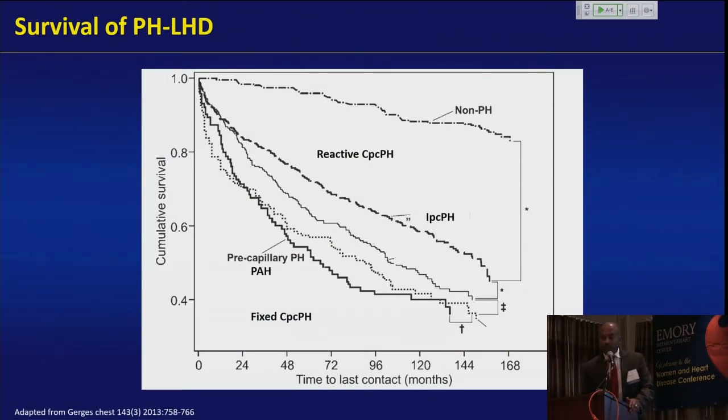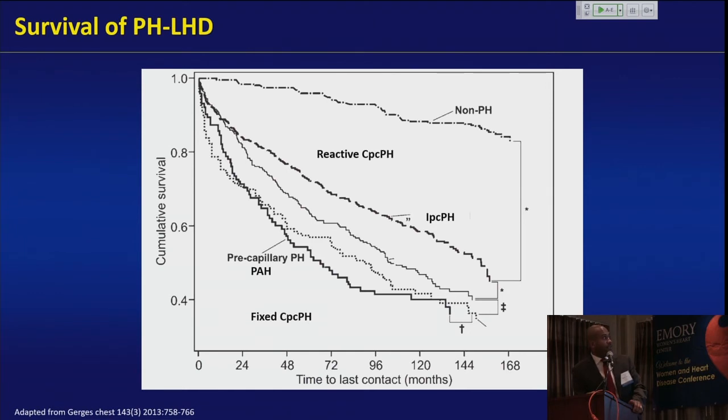Is it true, or am I just making it up? Yes, it is true. Here's a nice diagram to classify different patients with pulmonary hypertension related to left heart disease. This is the normal survival curve of patients who don't have any PH, heart failure with no pulmonary hypertension. If you have isolated post-capillary pulmonary hypertension, the early stages of PH, you still have better survival than as you progress.